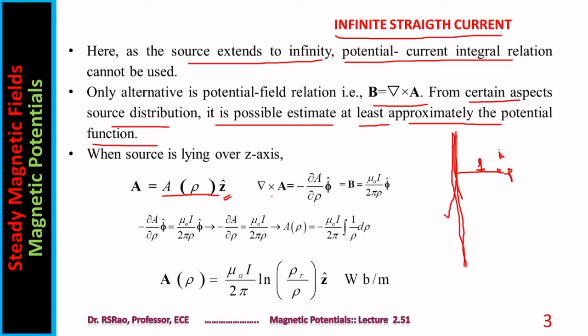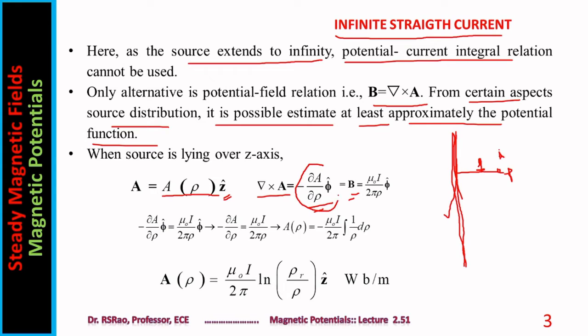Once A is estimated, del cross A can be computed. It is minus dou A by dou rho phi cap. Notice we are doing this problem in the cylindrical coordinate system. So del cross A with A equal to A z cap, we will be getting this. But B is known to us. If you don't know, we can find it out easily using Ampere's circuit law. It comes out mu naught I by 2 pi rho phi cap.